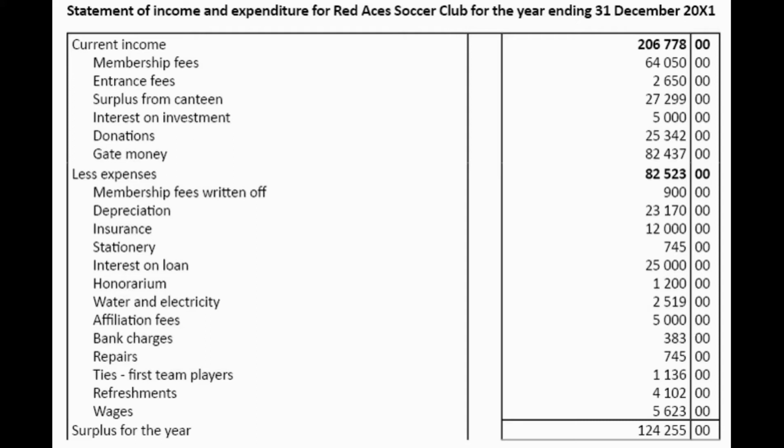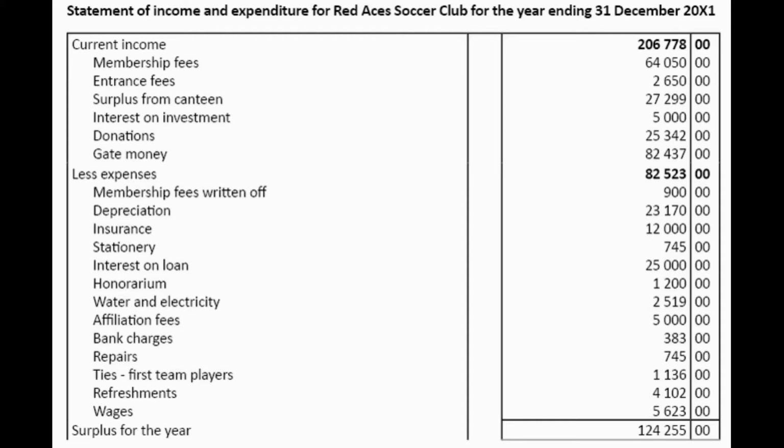Now we get to the expenses. Membership fees written off 900. You opened that membership fees written off account when you did the adjustments in your membership fees. That is 900. Depreciation, I've already showed you how to do those calculations for the depreciation on the vehicles and on the equipment. So the total for the depreciation was 23170.